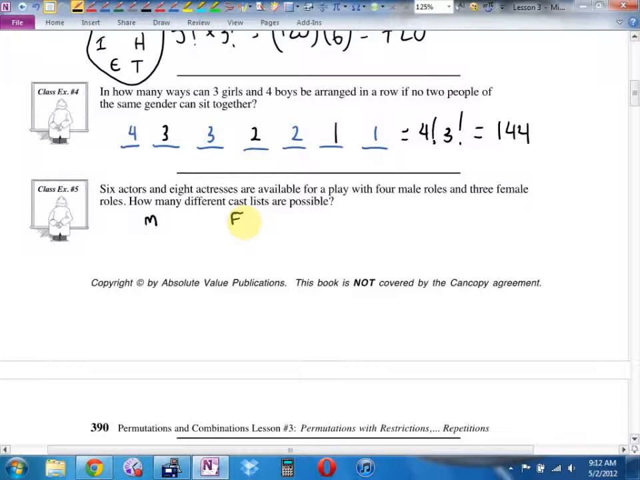How many males are there grand total? 6. How many am I picking? 4. How did we do that? Okay, this was from a 6-letter word. Pick 4 of the letters. This was when we did this last day. 6P4. This was that 6 permutate 4.